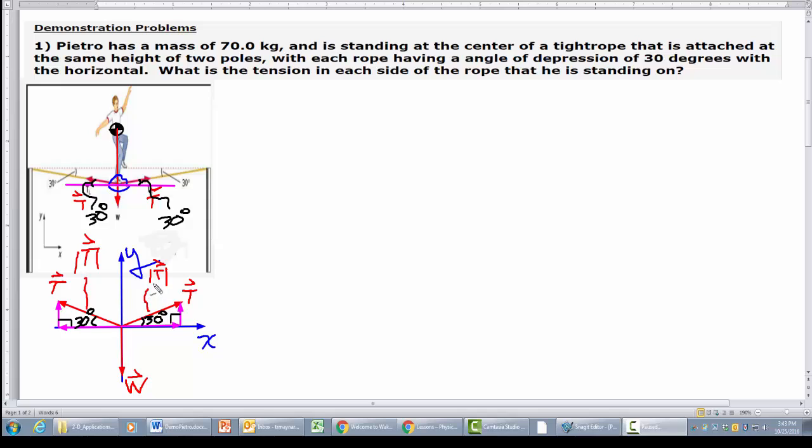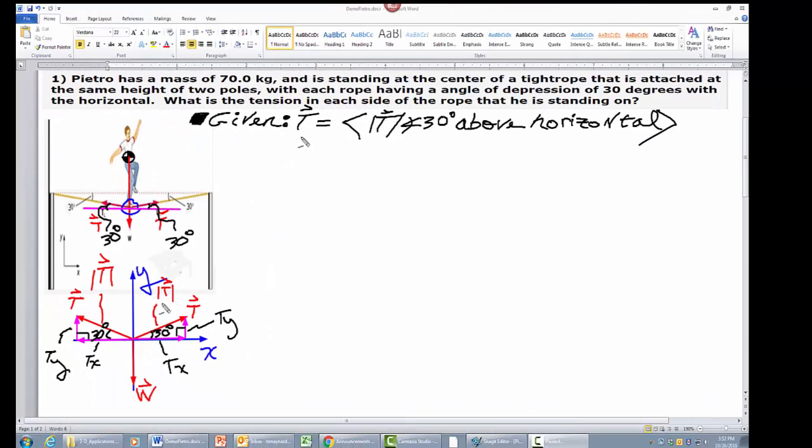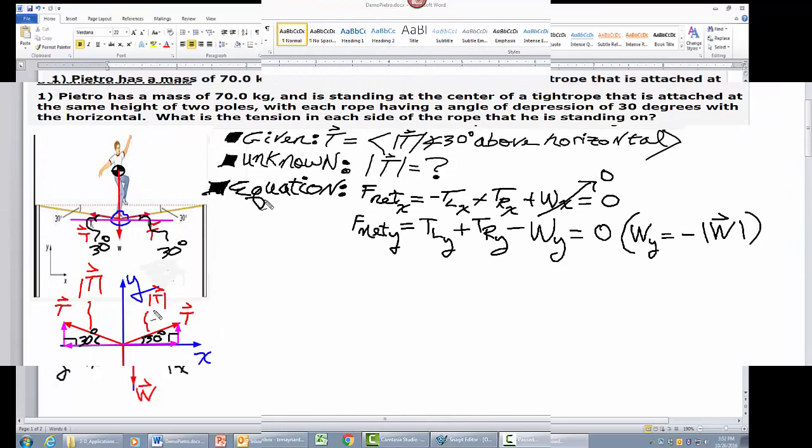The unknown is the magnitude of the tension vector, and so this boils down to finding the hypotenuse of a right triangle. The tension on both sides has a magnitude of T, which is unknown, we need to find that, at an angle of 30 degrees above the horizontal on the right and on the left. The unknown: what is the magnitude of the tension on the right and on the left in the ropes that Pietro is standing on? The equation.